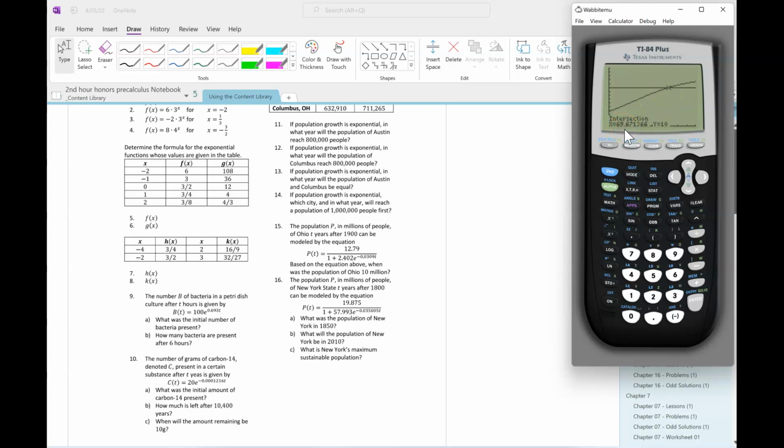69.67. So let's be real careful here. When was the population 10 million? You'd say between 1969 and 1970 or something, or 69.67 years after 1900.